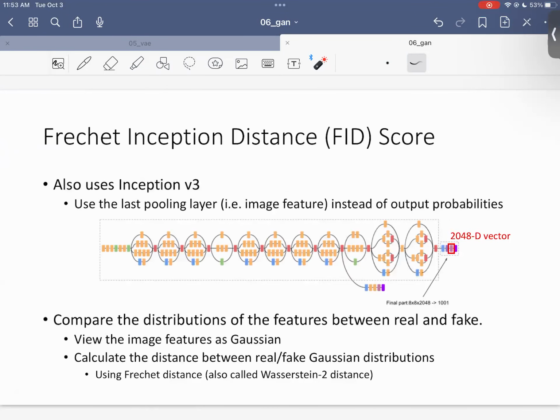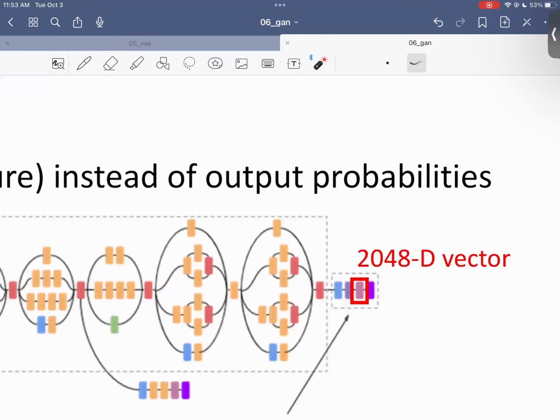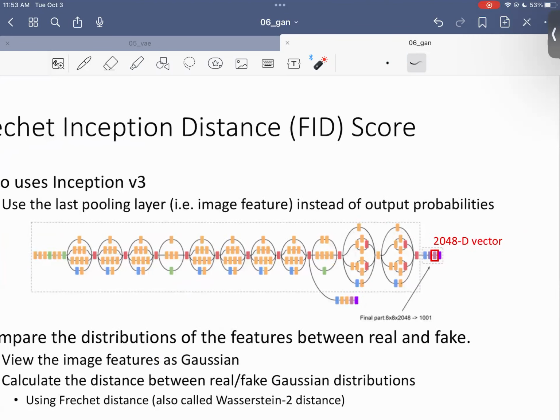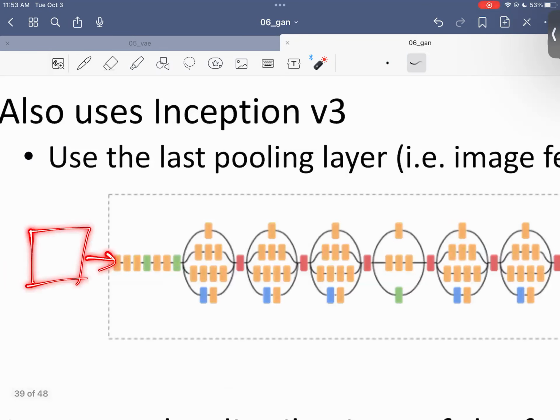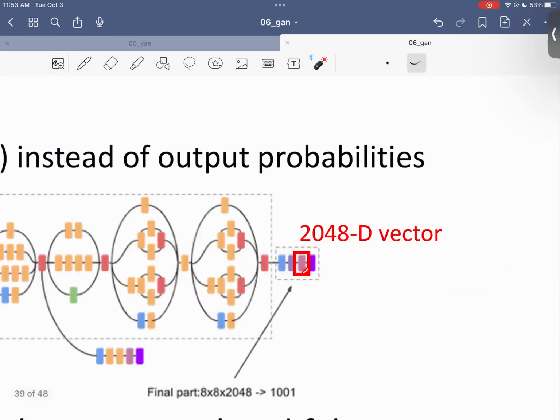FID is not based on the output. It's actually using a penultimate layer here. So this is when you get 1,000 logits, but here it's right before that. So before, this is a 2048 dimensional vector. So if your input image was 128 by 128 by 3, then that is all collapsed into this 2048 dimensional vector.